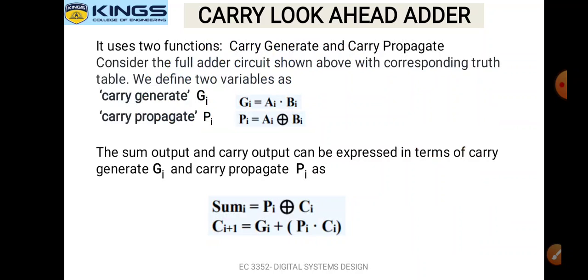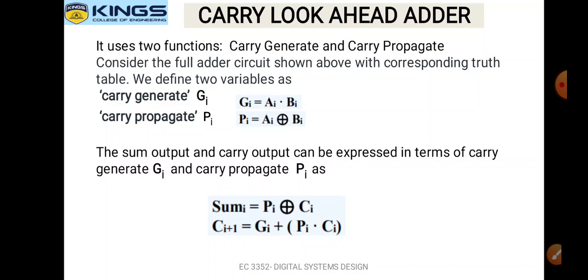The carry look ahead adder uses two functions. As I have told you already, one is carry generate, another one is carry propagate. We are going to consider a full adder circuit. In that full adder circuit, we are going to define these two functions: carry generate as Gi and carry propagate as Pi. The equation for Gi is Ai into Bi, which is nothing but the product term, that is multiplication of A and B. And the carry propagate term Pi is expressed as Ai XOR Bi.